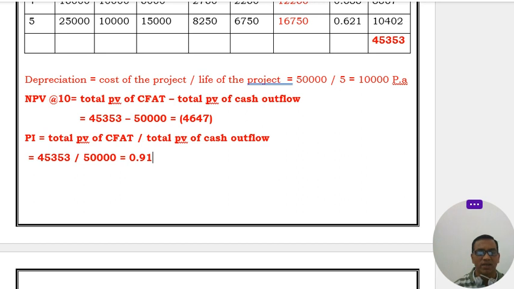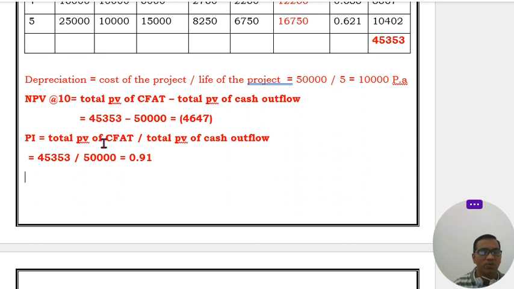And next, the IRR calculation. As I explained in the previous question, if you want to calculate IRR, you have to apply the interpolation formula. In order to apply the interpolation formula, we need two NPVs, two net present values at two different rates of return. We already calculated NPV at the rate of 10%. We need one more NPV at another different rate of return, another discount factor. What is that? We will see now.